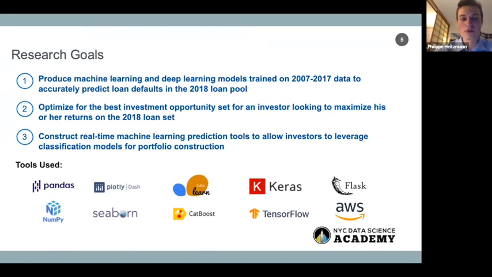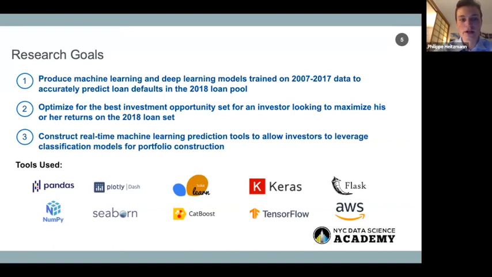Next, we wanted to create a way for investors to optimize for the best investment opportunity set, which we defined in this problem as just internal rates of return, just IRR. For the finance crowd, I think you will be familiar with this term, but this just means the annual rate of return that you can expect on your investment.